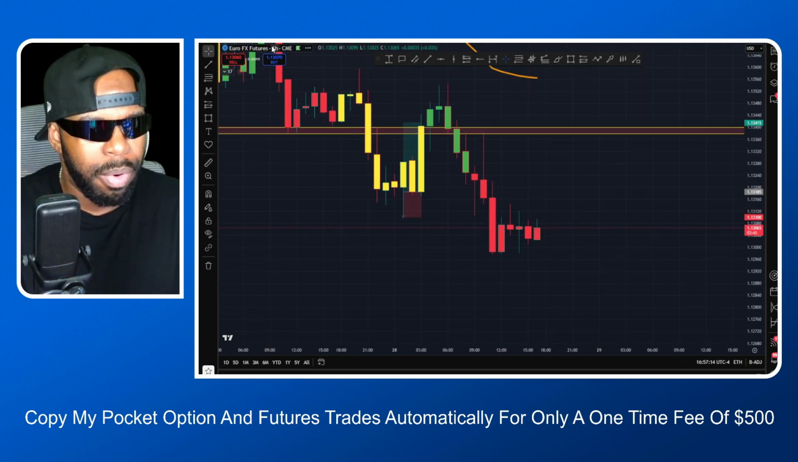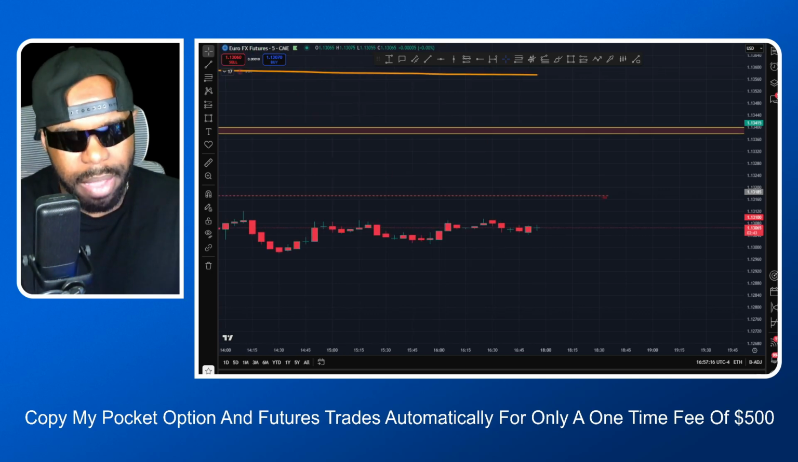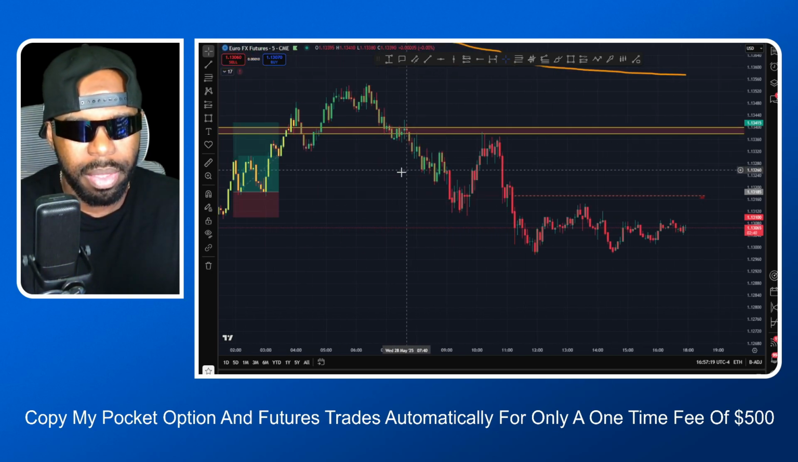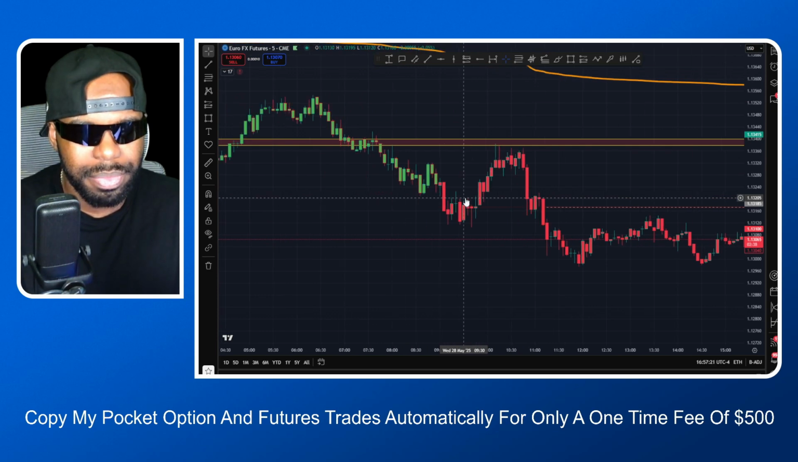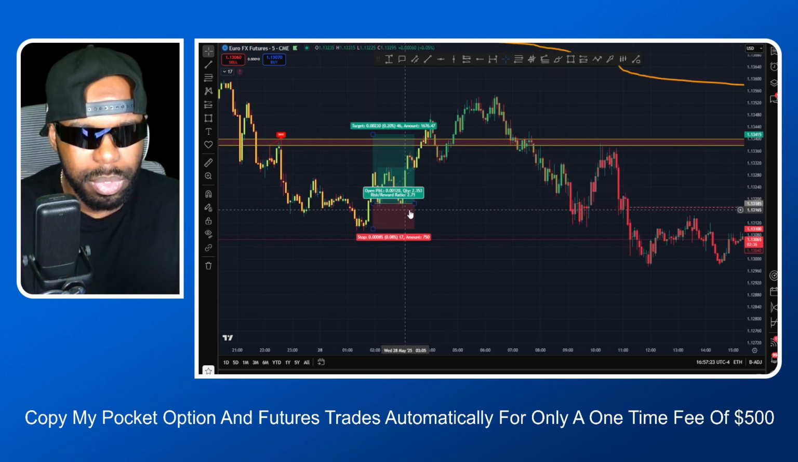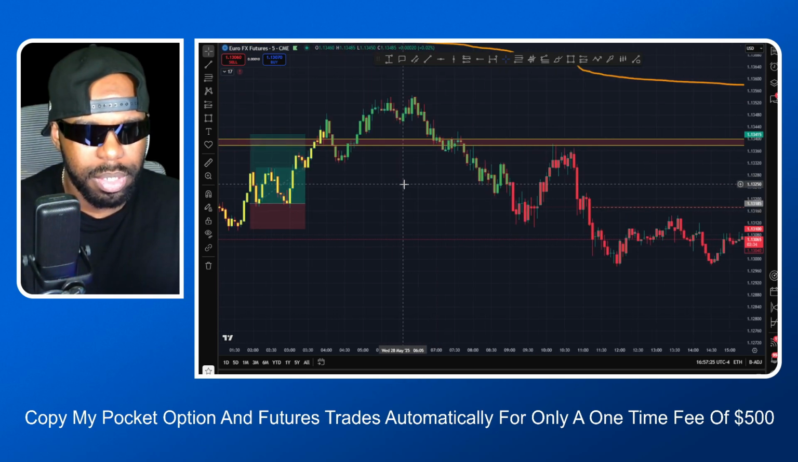So once I do that, I break it down to the 5 minute. The 5 minute time frame is where I look for entries. Okay, and as you can see today, this is one of the trades that I also took in the U.S. session.